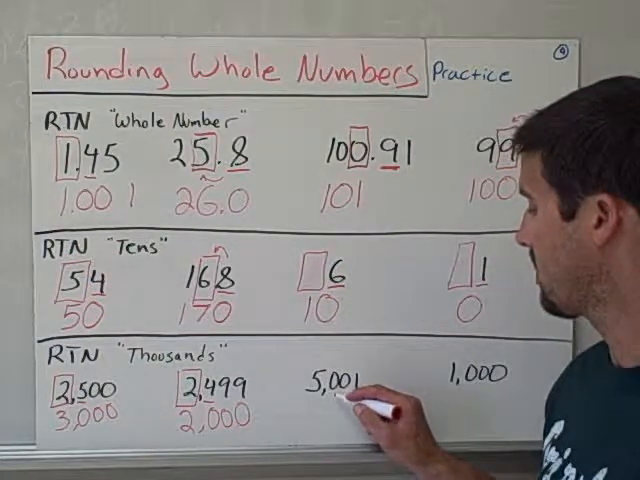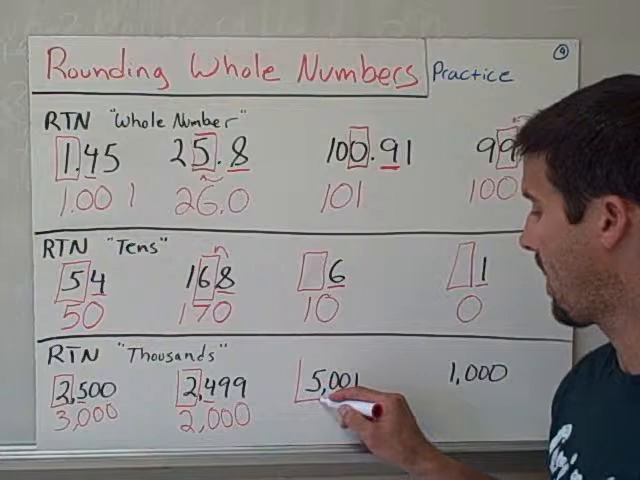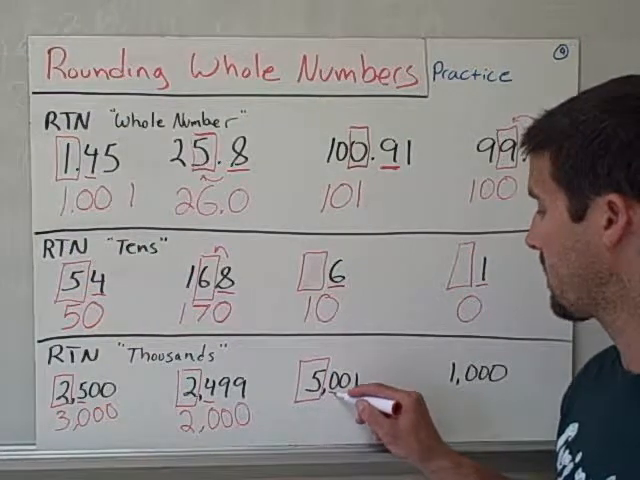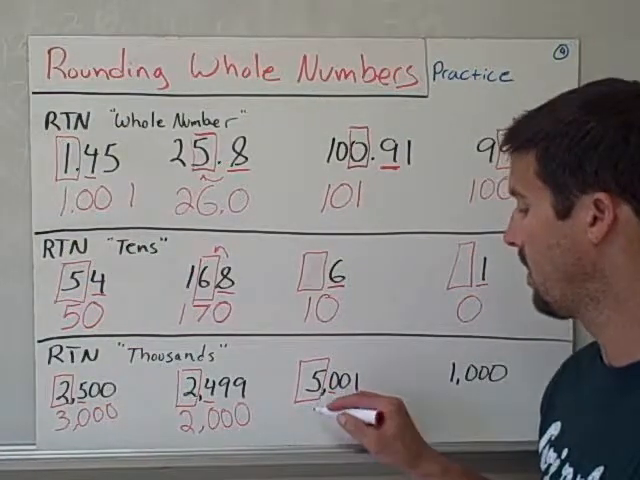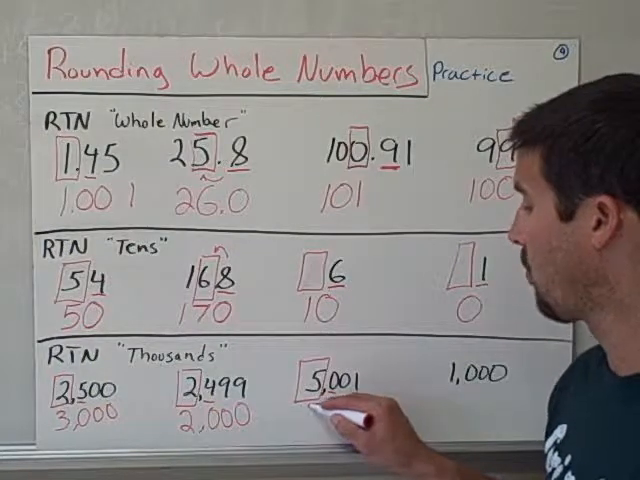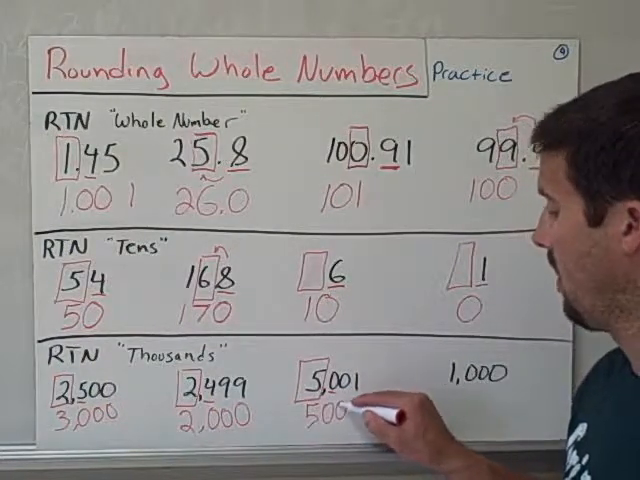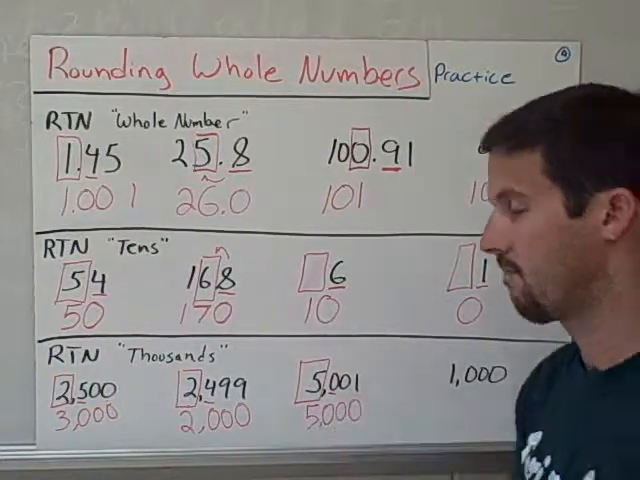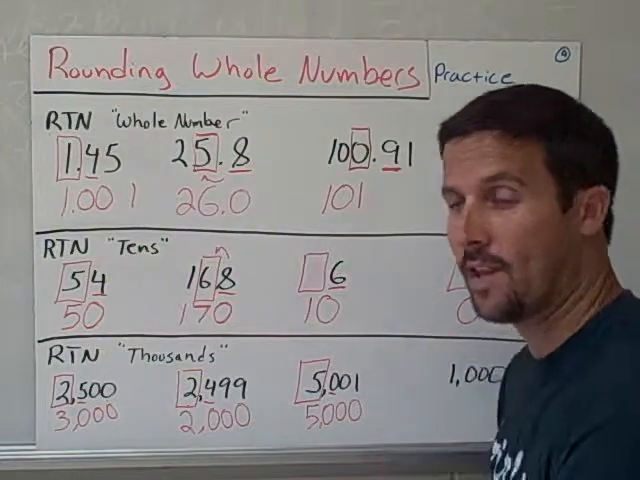Ones, tens, hundreds, thousands. Box that off. Look at the next number. The number is 0, and I can see that 5,001 is actually closer to 5,000. All right, are you getting it? One last one.